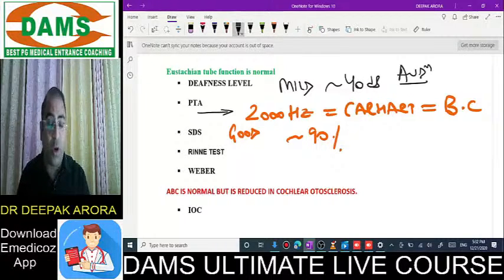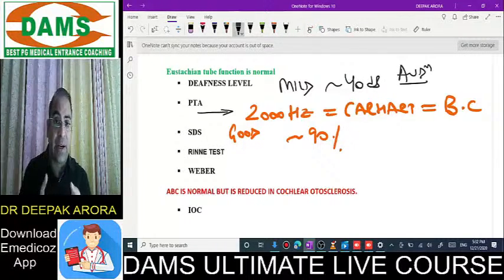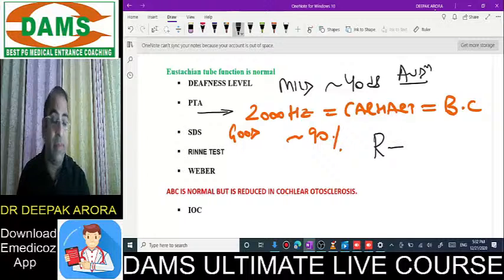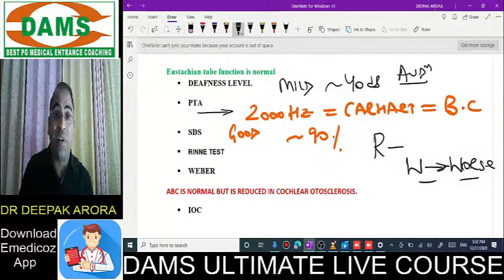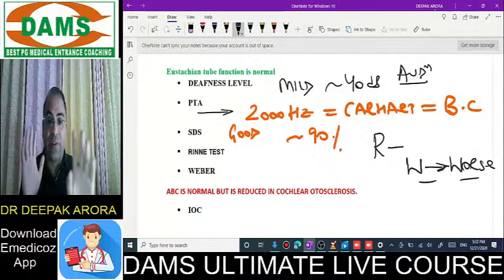Always remember what is the hallmark finding of conductive deafness. In conductive deafness, Rinne's finding will be negative because bone conduction is now better than air conduction. BC is better than air conduction. Weber will be lateralized to the worse ear, because it is bilateral, beta. So we can't say it is lateralized to the diseased ear here. Here both ears are diseased, both ears are involved. So it will be worse here. Weber worse here. So what will be the finding? Listen carefully.